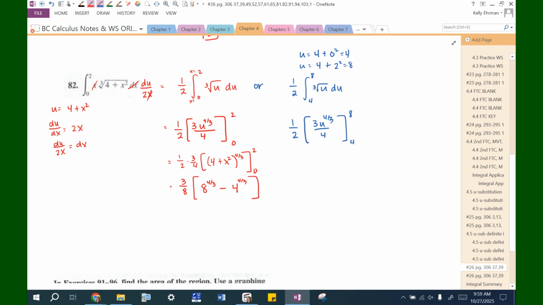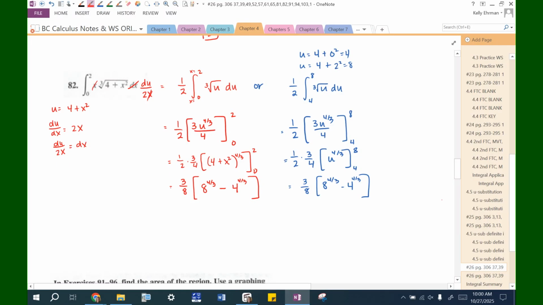Let's look back here on the blue step. Same thing, you can take out the 3/4. This is going to stay u to the 4/3. So remember, you're not changing things in terms of x. And then that is 3/8 times, we're at the same place now, 8 to the 4/3 minus 4 to the 4/3.